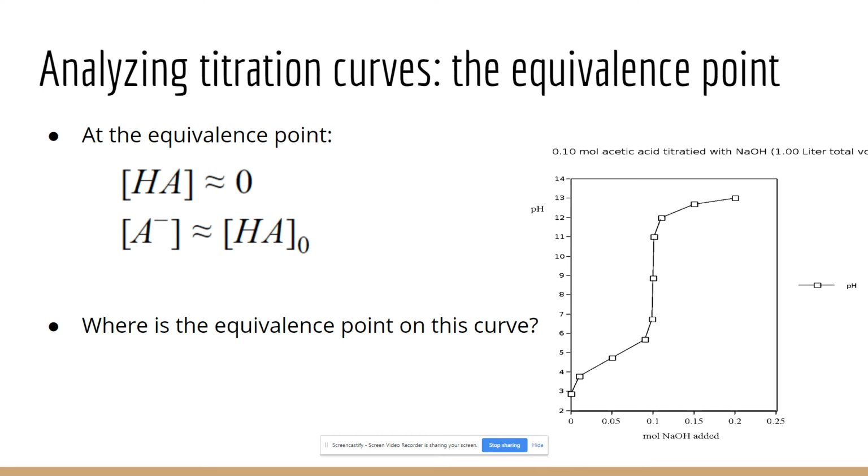So at the equivalence point, if you ever perfectly get it, HA is going to be equal to 0 and A minus is equal to whatever HA was initially. In this point, I'm circling the equivalence point and we can see that it is above 7.